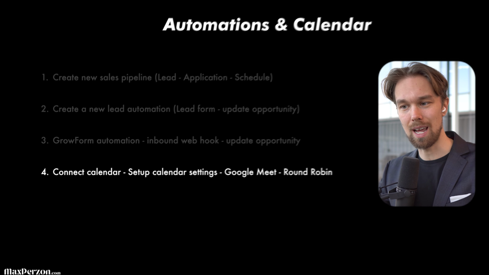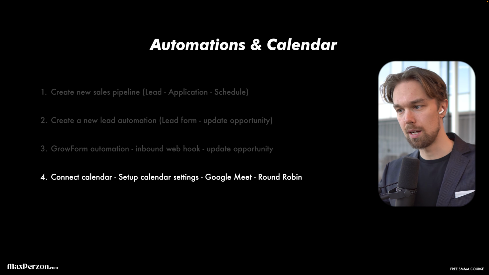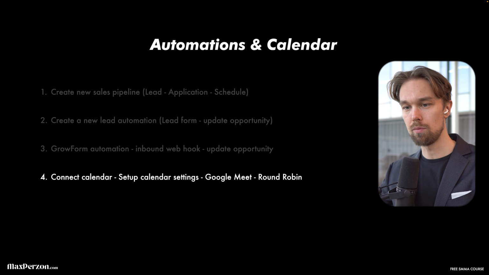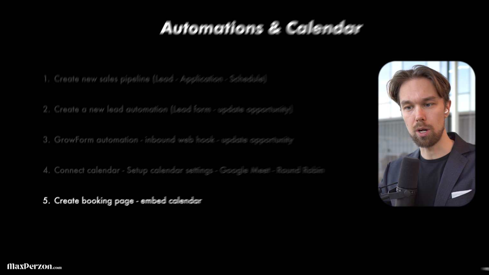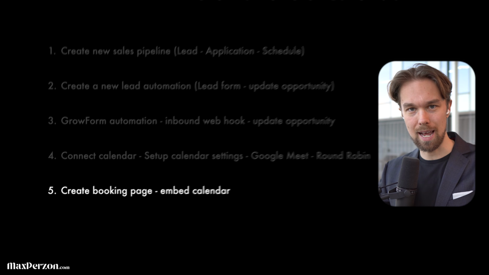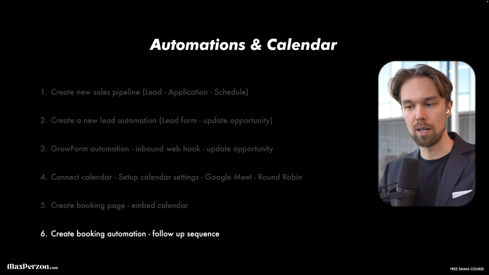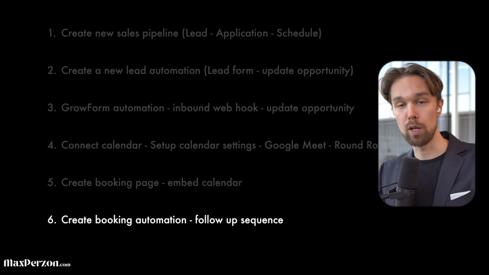Then we're also going to connect the calendar. So we're going to set up all of the calendar settings. We're going to use Google Meet instead of Zoom. And then we're going to create a round robin calendar. Then we're going to create a booking page and we're going to embed the calendar on that booking page. And then finally, we're going to create a booking automation and a follow-up sequence as well.